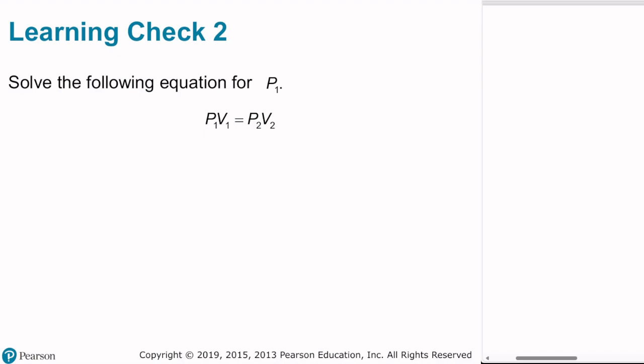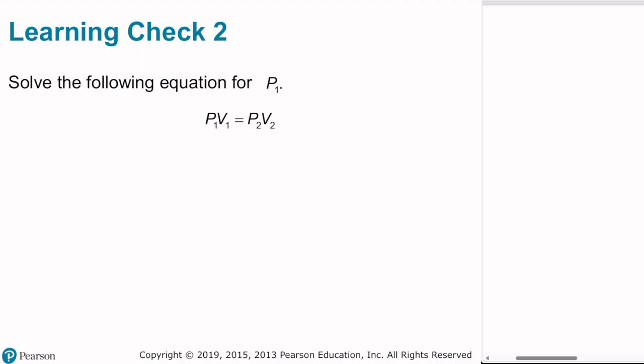Let's perform a learning check. We have the equation P1V1 equals P2V2. This is actually a gas law equation. Pressure times volume equals pressure times volume. So pressure times volume under one set of conditions is equal to pressure times volume under the second set of conditions. And we'll explore these further in our chapter on gas laws.